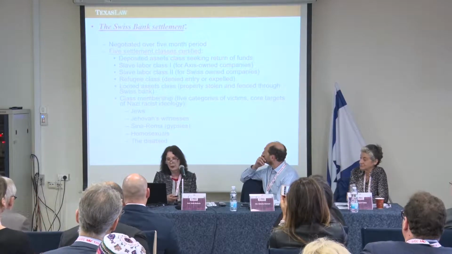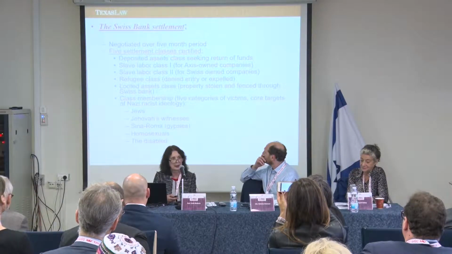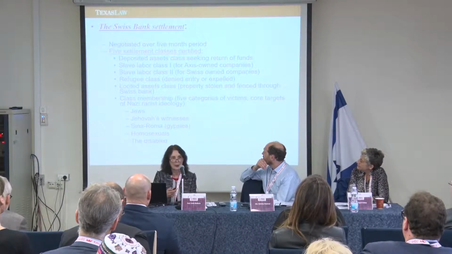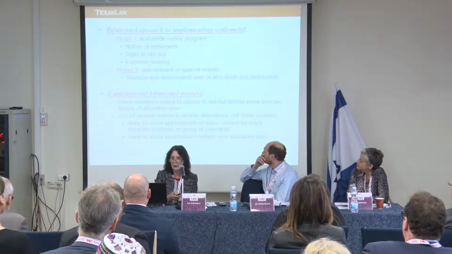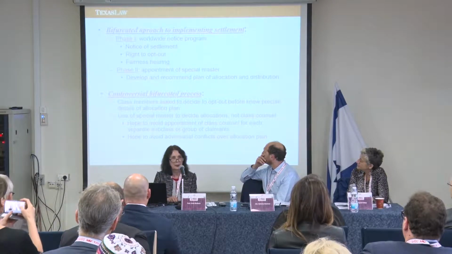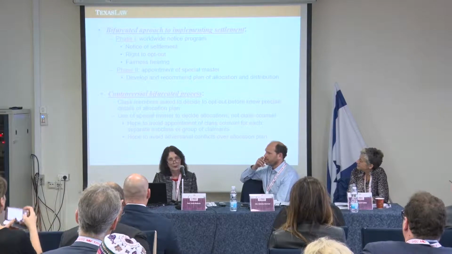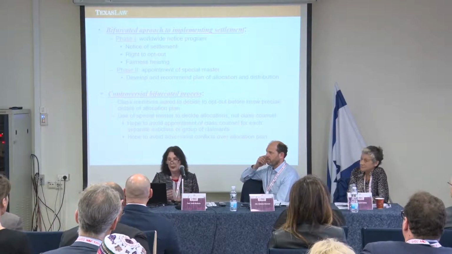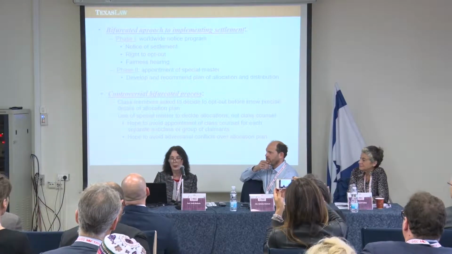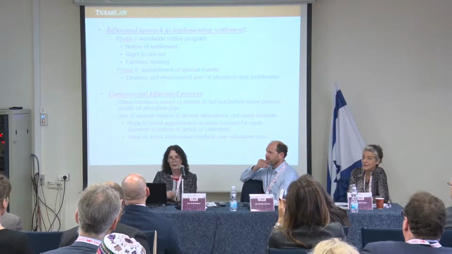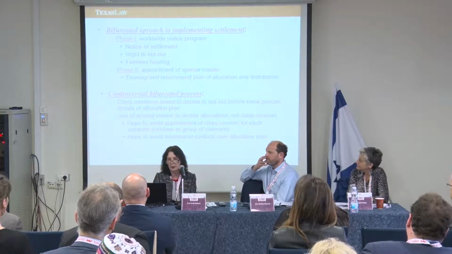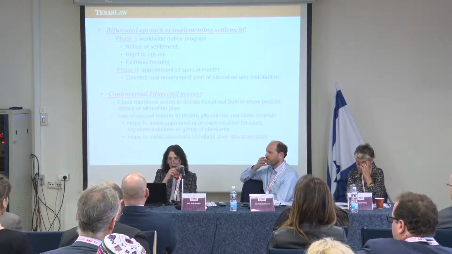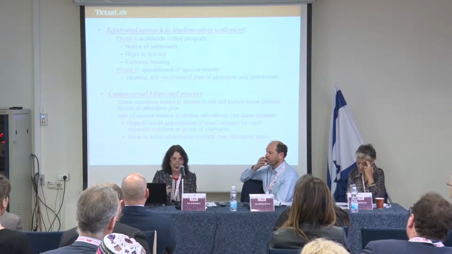Basically, this shows how the settlement was structured, the different kinds of classes, the types of claimants who could come in and claim as part of the settlement. Again, there was a bifurcated proceeding here. In phase one, there was a worldwide notice program, in which people were given the opportunity to opt out, and then there would be a fairness hearing.